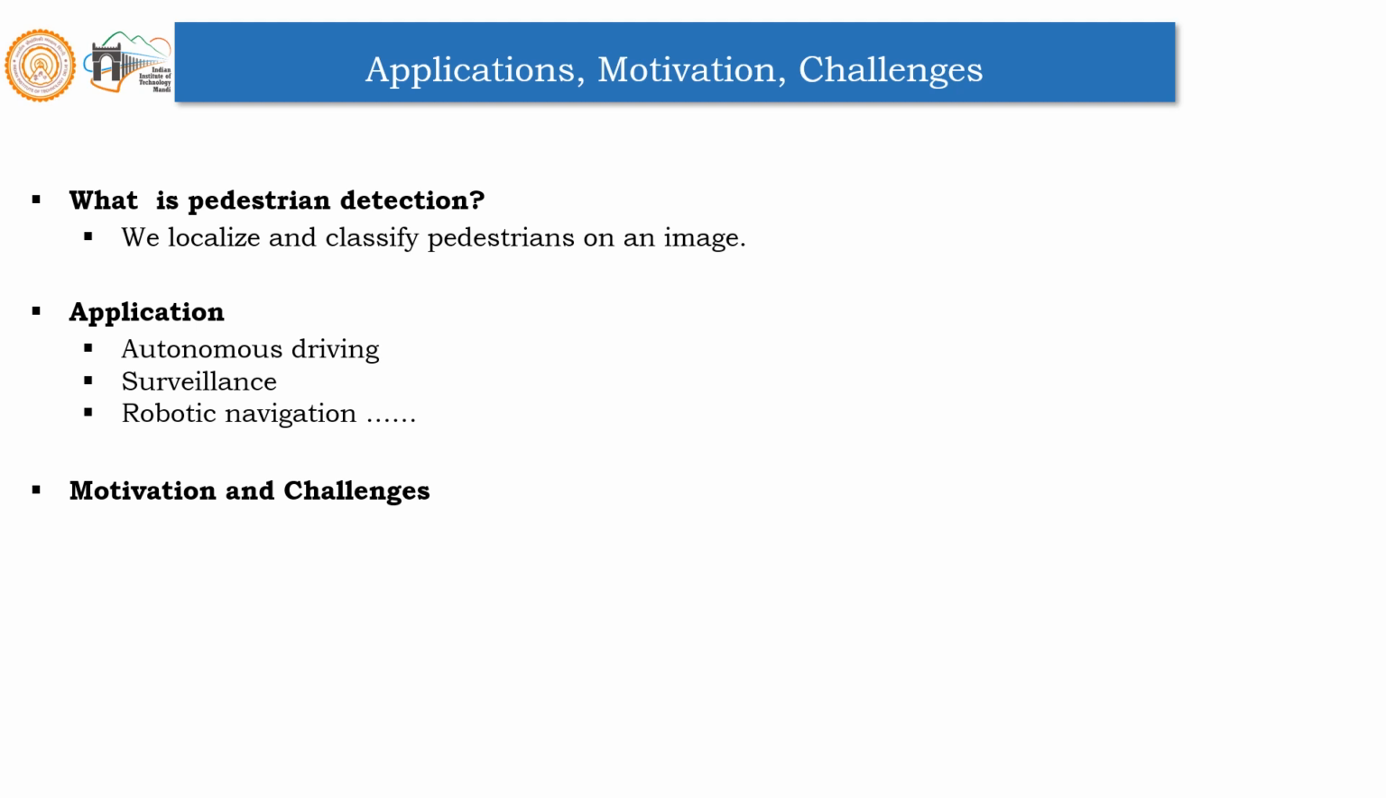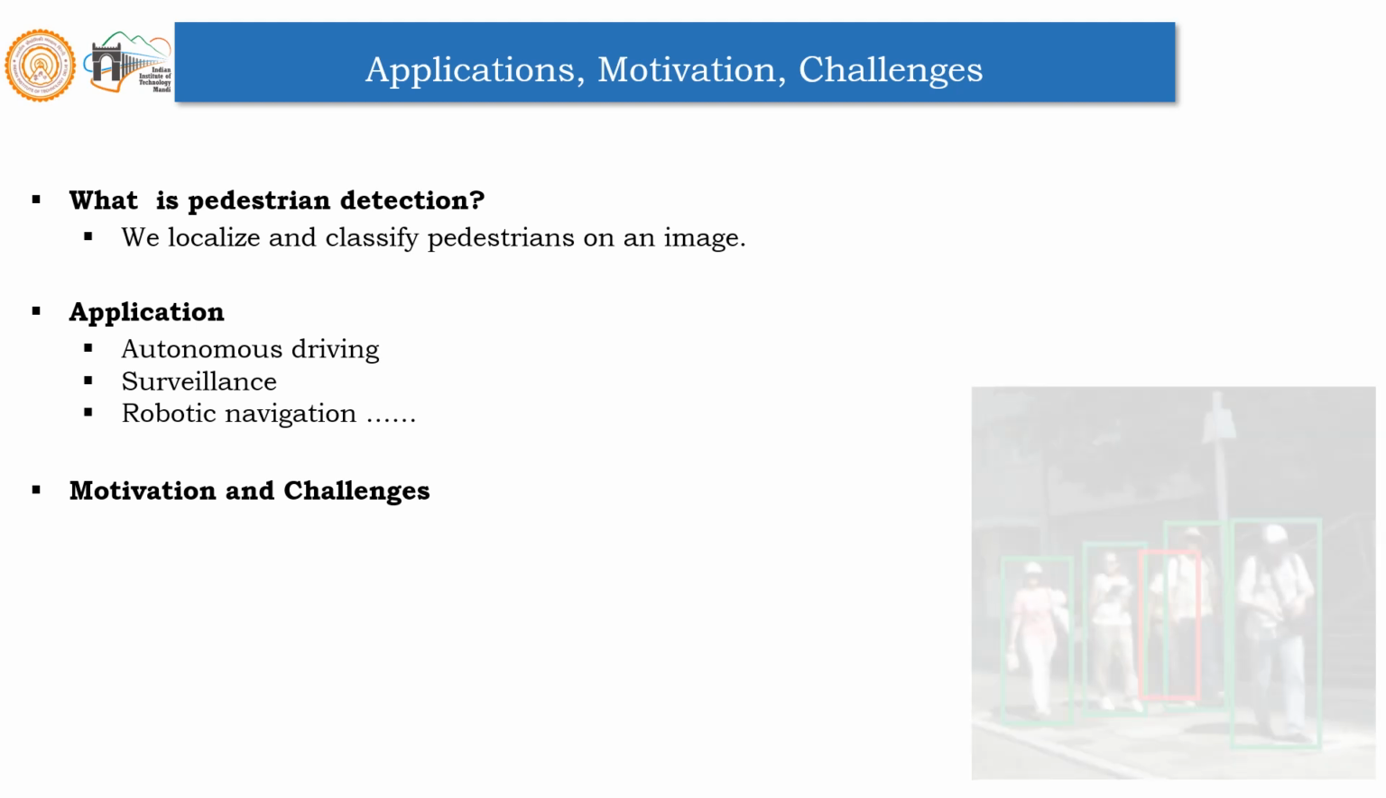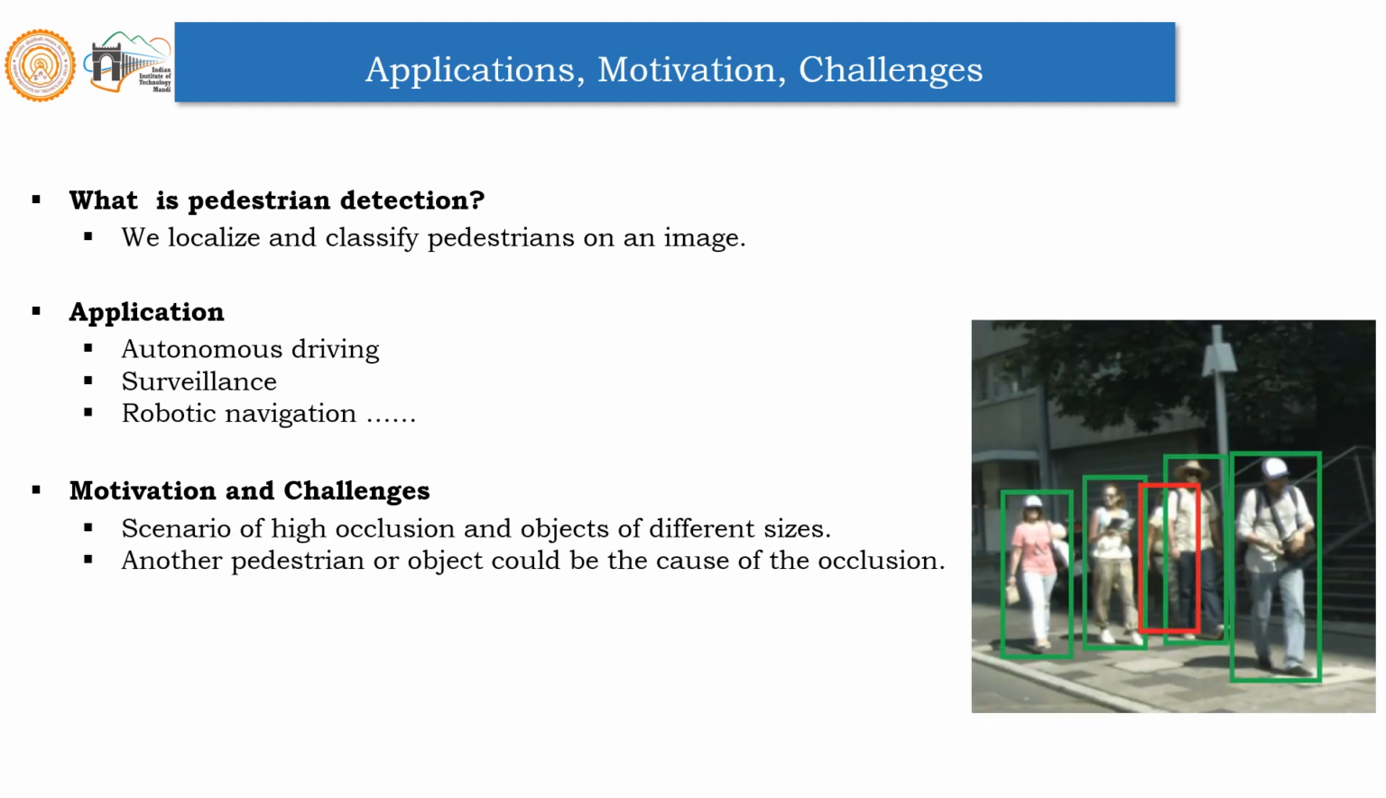Detecting pedestrians of different sizes and different occlusion levels is very challenging. The pedestrians can be occluded by another pedestrian or by another object. When the pedestrians are occluded, most of their body parts are not clearly visible.